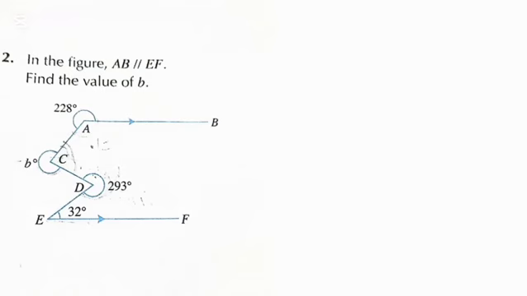Okay, today we are solving practice now 6 of chapter 10, Maths 1. Here they have given us a diagram. In this diagram, AB is parallel to EF and we have to find the angle B here.